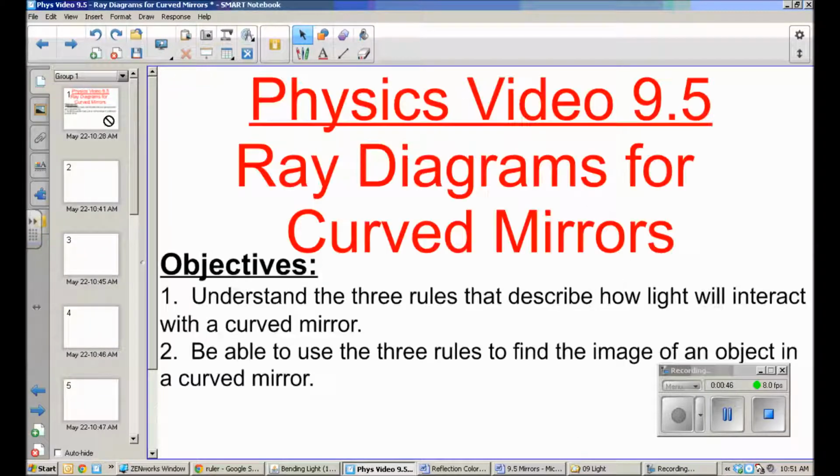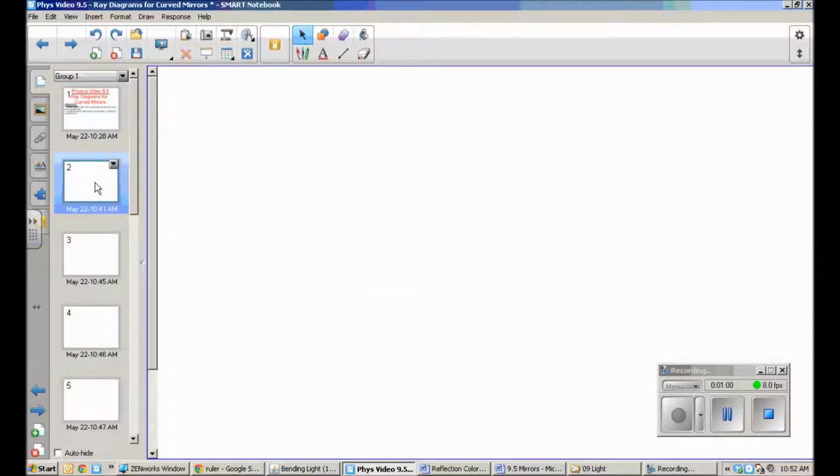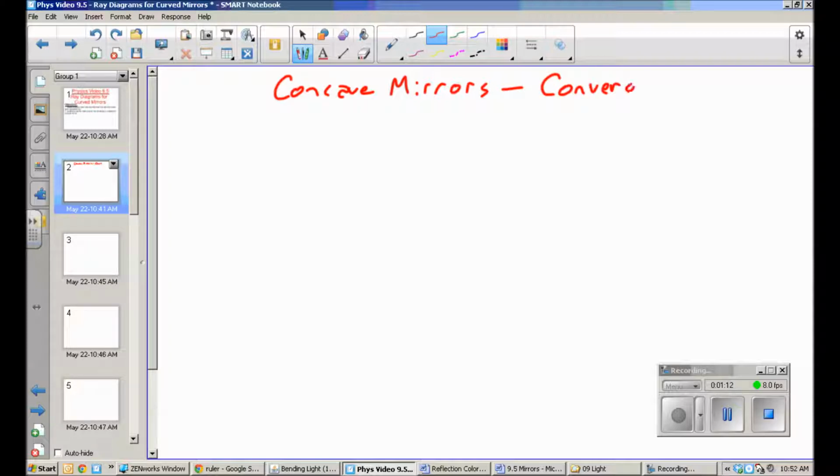So here we go. By the end of the video, you need to make sure you understand 3 rules. And these 3 rules describe how light will interact with a curved mirror. And then you need to be able to use those 3 rules to find the image of an object in a curved mirror. Okay? So the first thing I want to do is talk about concave mirrors. Okay? Concave mirrors are also sometimes called converging mirrors.